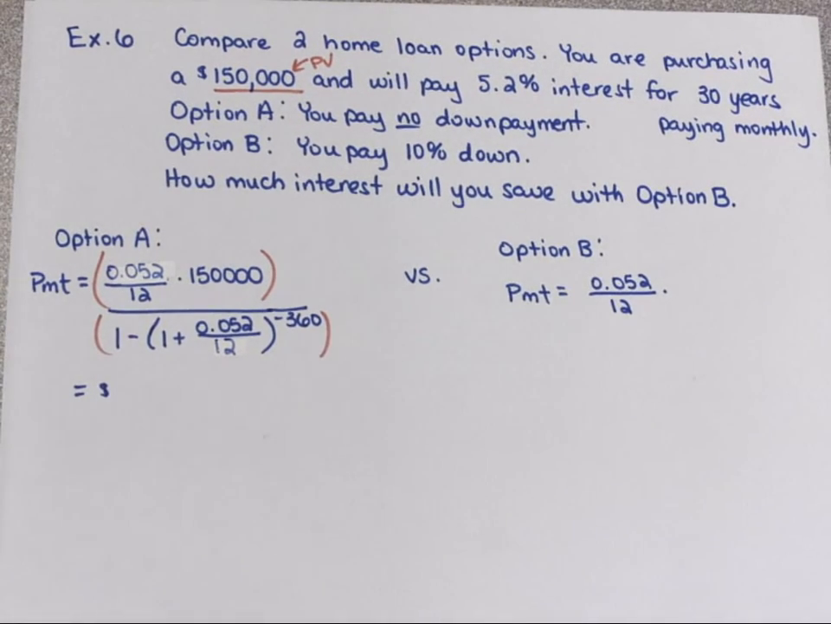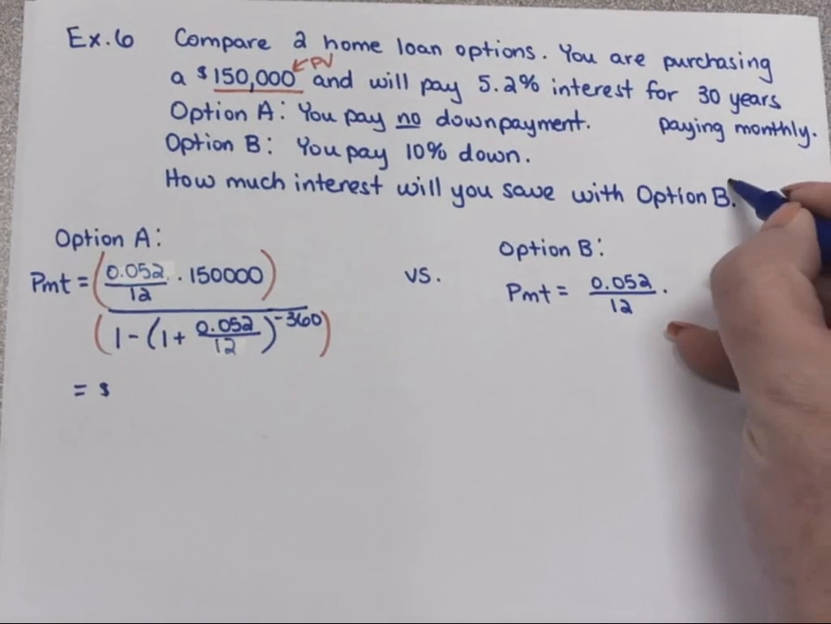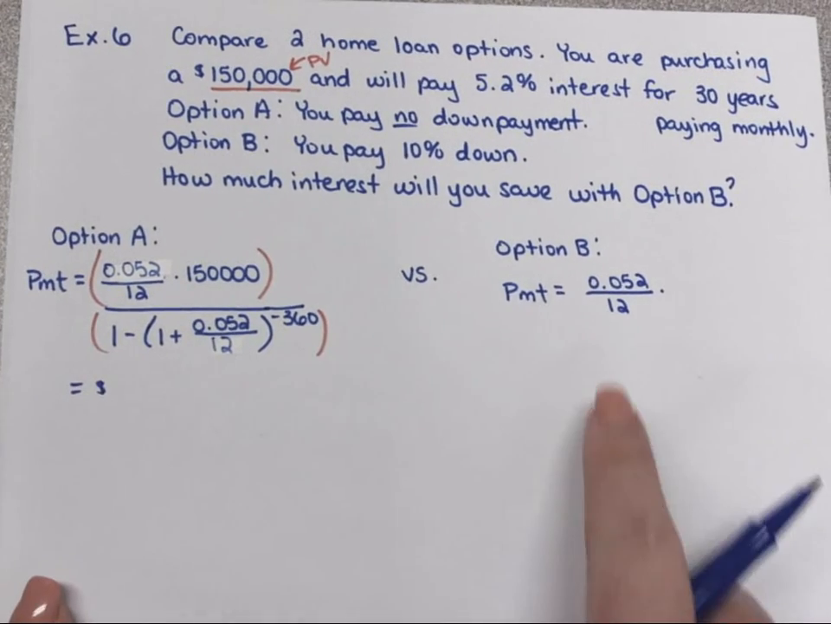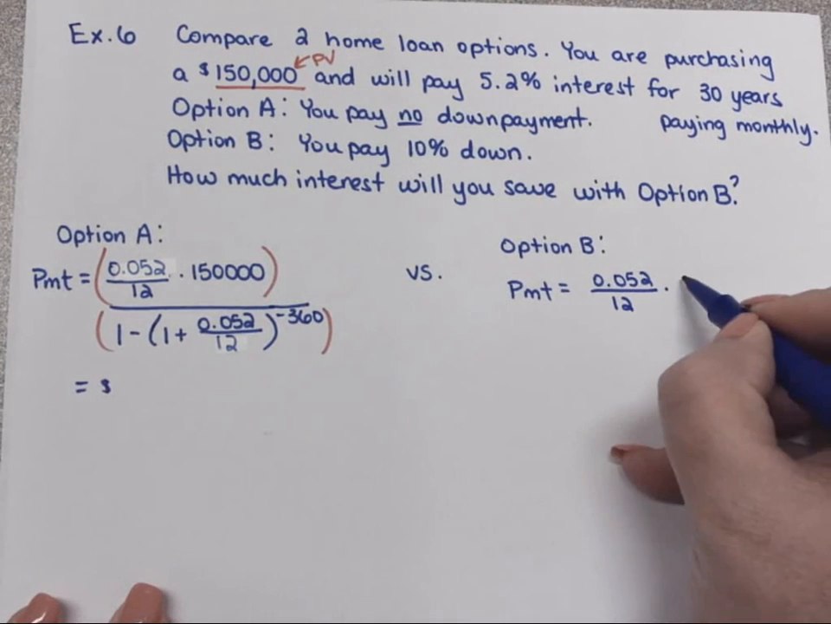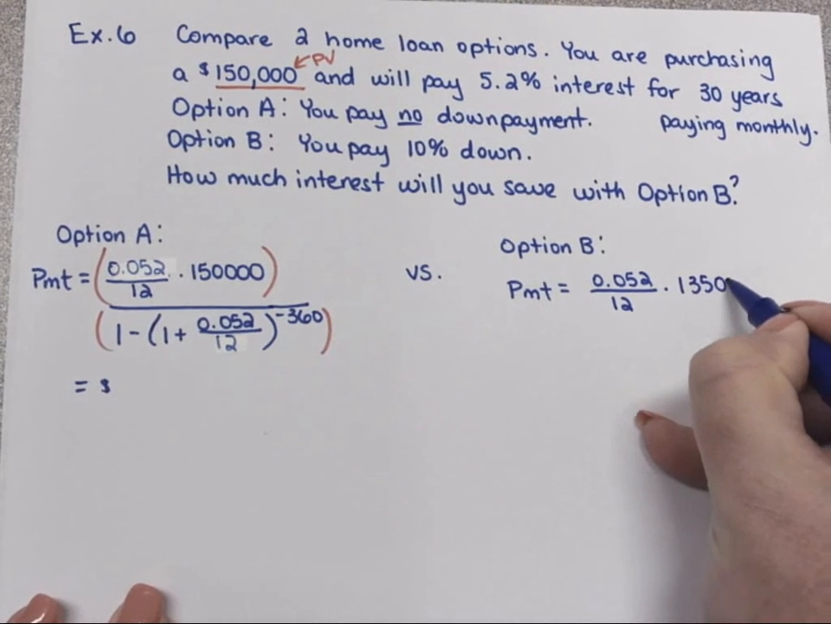All right, so let's figure out what our actual loan amount is, right? So how can we figure that out? Get 10% of 150,000 and then subtract it off. Or you could say, I'm only going to borrow 90% of what I know the price to be. You could also do it that way. So either way, you're going to get 135,000 here.